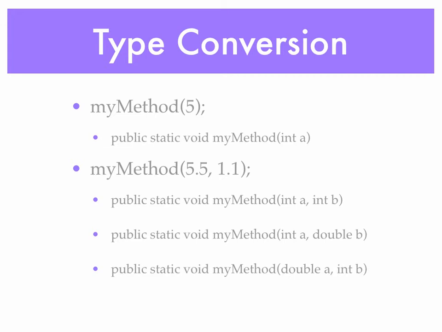The next method, myMethod, looks for a double and an int. Well, I'm passing in a double, so I have a match on the first item, but 1.1 can't be converted into an int. So here, I can't call any of those bottom three methods. I can't call any of the methods with 5.5 and 1.1. It's not a match, and I can't convert.